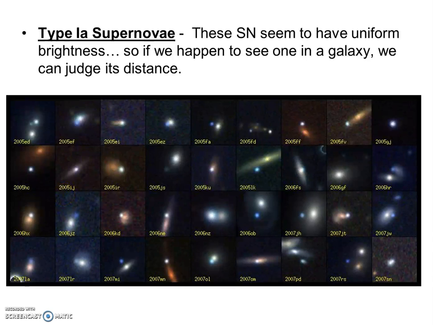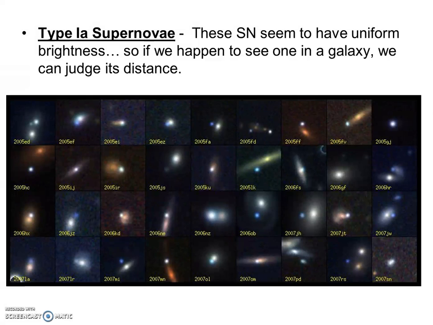Now, another method that has become tremendously important and reliable in the last 20, 25 years is the use of Type 1a supernovas. You may remember from the chapter on the deaths of stars that Type 1a supernovas are not massive stars that blow up, but white dwarf stars that blow up after they accrete material onto their surface and then reach or exceed the Chandrasekhar limit, and then basically implode on themselves and explode.